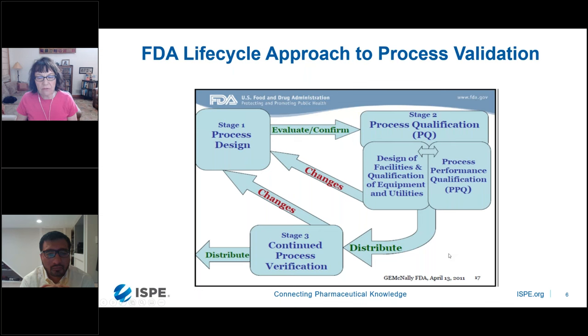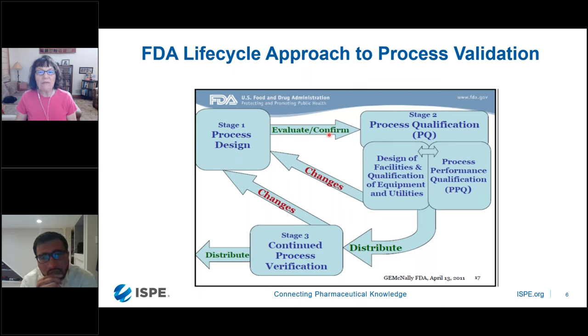This is a slide from an FDA presentation by Grace McNally, who was one of the authors of the 2011 guidance for process validation. In this graphic, you can see there are three stages: process design, stage two, process qualification, which is divided into two separate parts, and stage three. So you can see three stages across the lifecycle, beginning with stage one, developing the process.